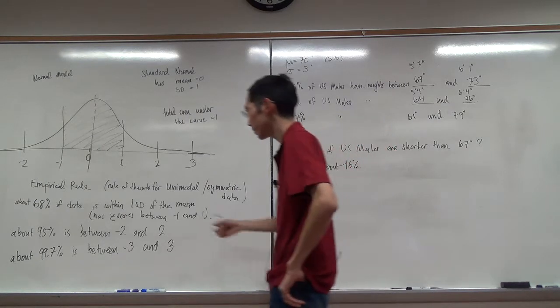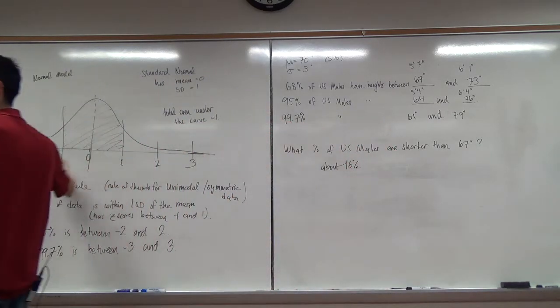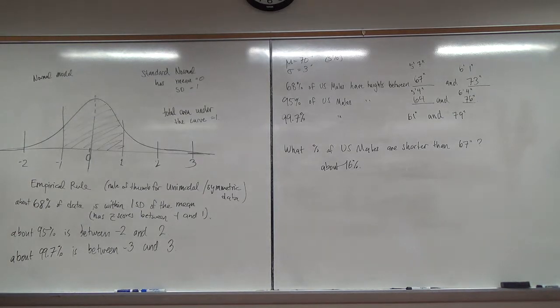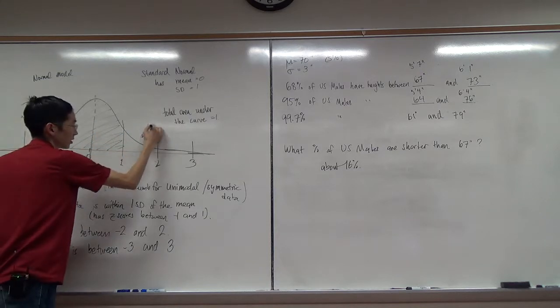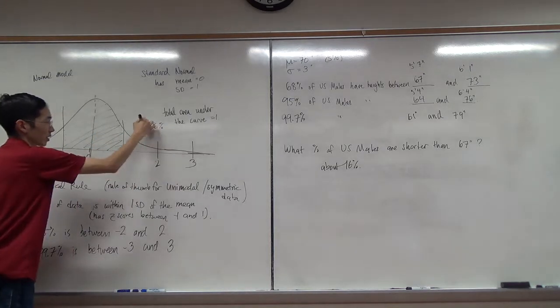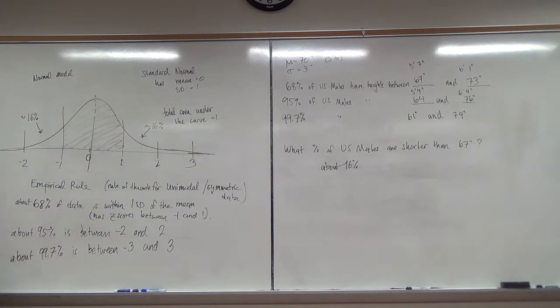Okay. Well, we said 68% is between 1 and -1, which leaves how much outside of 1 and -1? 32%. But that 32% is split between the stuff that's lower and the stuff that's higher. And because it's symmetric, we would have half of that, so about 16% down here, and about 16% up there.